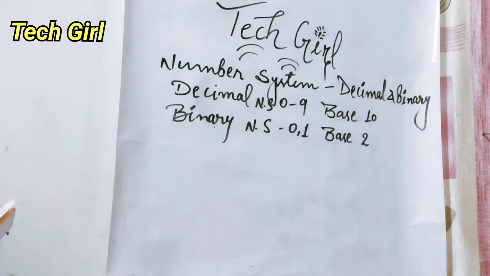And in the decimal number system, we can use the digits 0 to 9. It means 0, 1, 2, 3, 4, 5, 6, 7, 8, 9. So that's why its base is 10. And in the binary number system, we can use only two digits, that is 0 and 1. That's why its base is 2. Remember, if we are using 2 or 3 in the binary number system, it means that's not the binary number system.